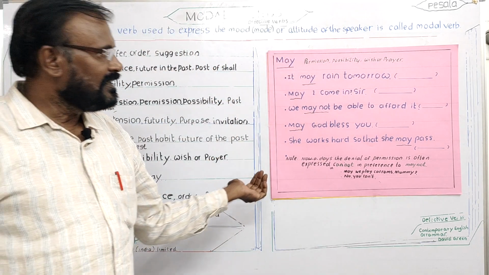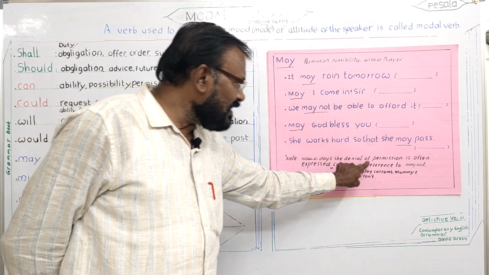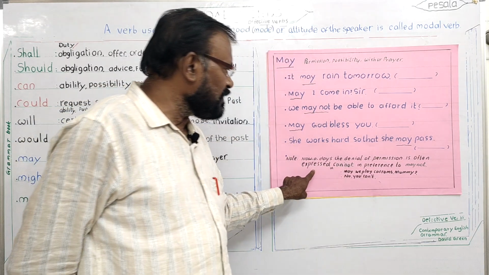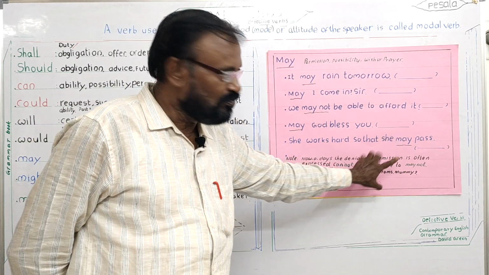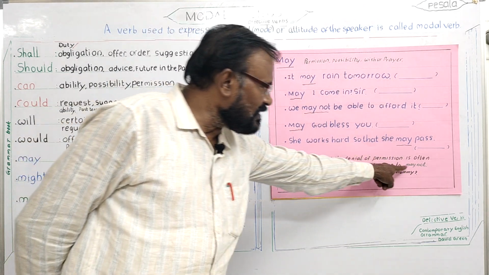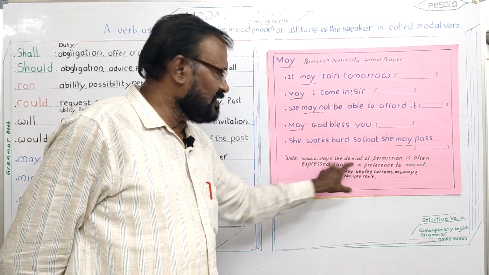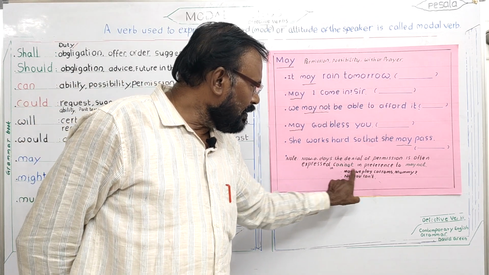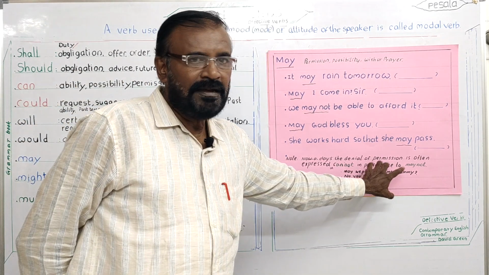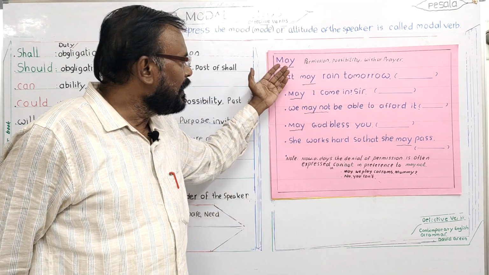And here a note. Nowadays, the denial of permission is often expressed with cannot in preference to may not. It means cannot is used in the place of may not. Today, we are using cannot. See the example. May we play carols, mommy? No, you cannot.